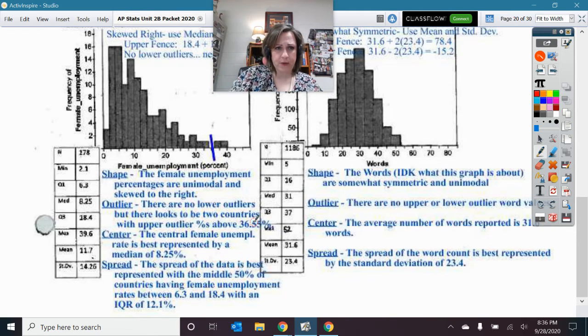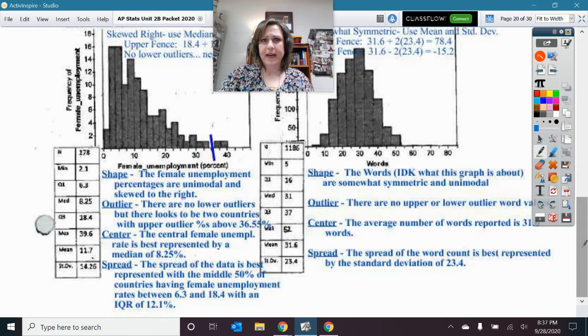Do you hear context and specific numbers? Okay, have to include that. The center of the female unemployment rate is best represented by the median at 8.25%. Okay, so that's a better representation of these ones that are going all the way up to 40%. Central location, the median. And then the spread of the data is best represented with the middle 50% being between 6.3 and 18.4. So there's an IQR, that middle 50% was within 12.1 percentage points.